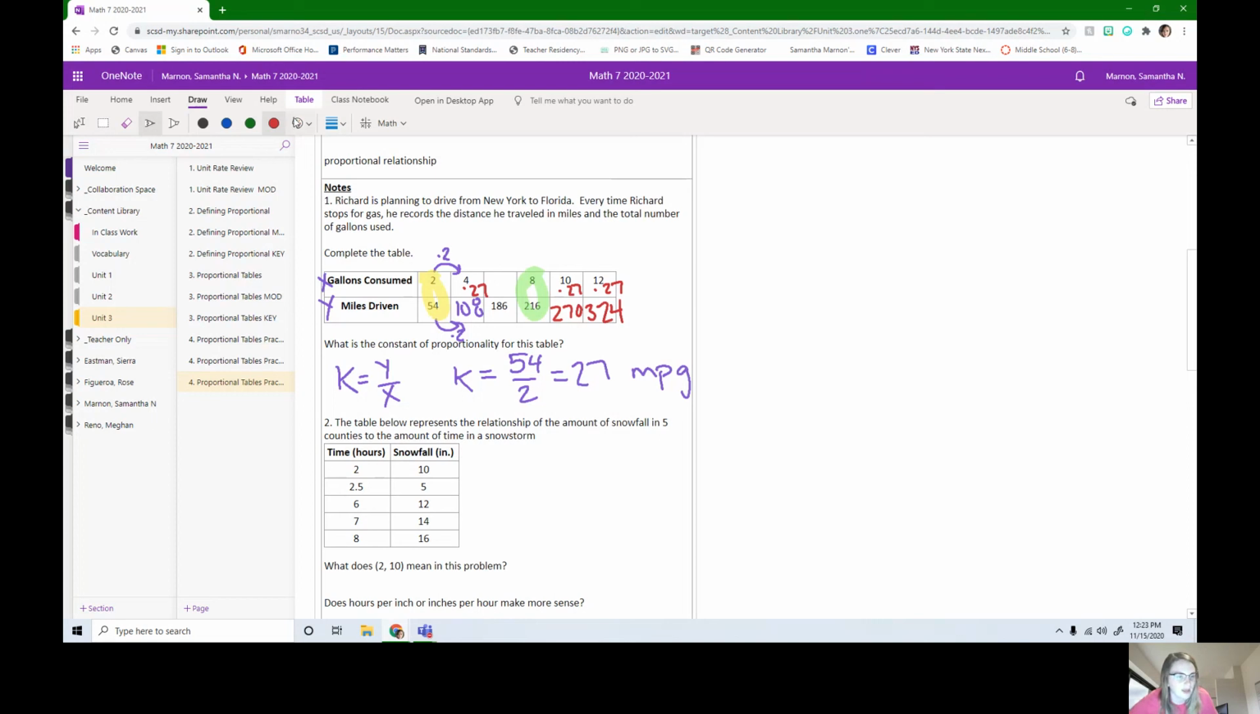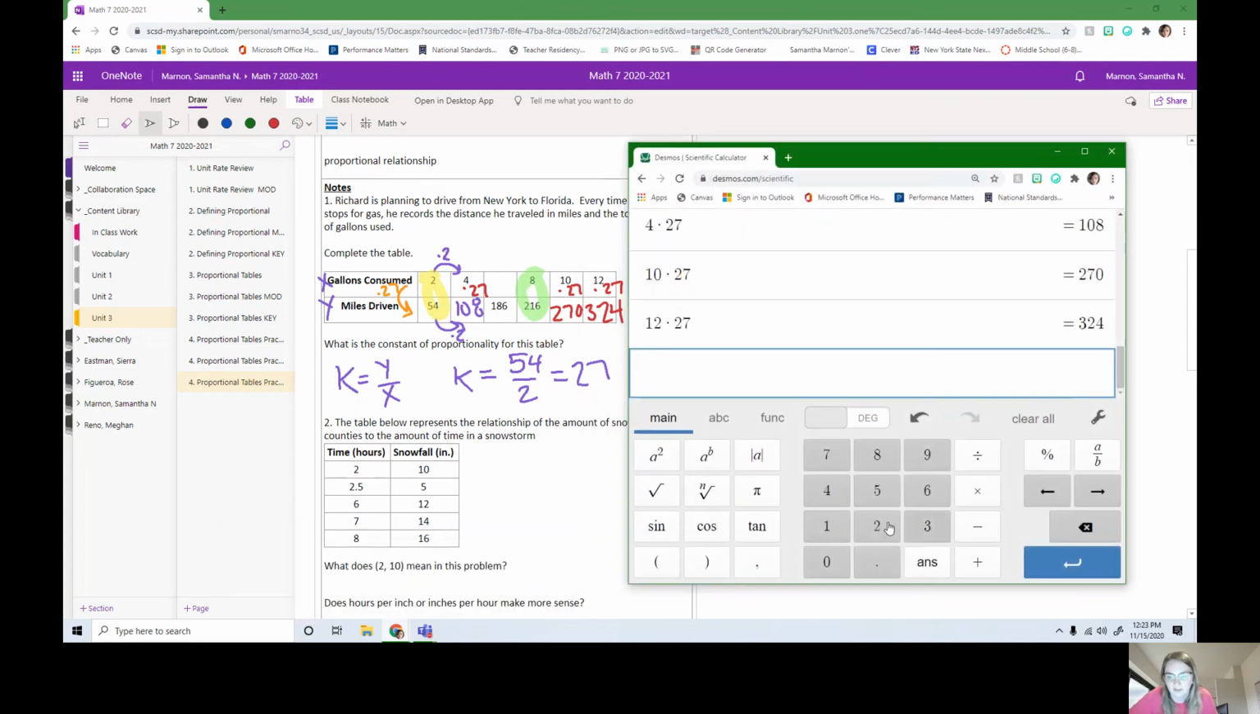But if we have a missing X value, we got to do something a little different. If it's multiplying from X to get to Y by 27, to get back to X, we need to do the opposite. We can divide by 27. So to get this missing X value, we need to actually go the opposite and divide. So we need to do 186 divided by 27.